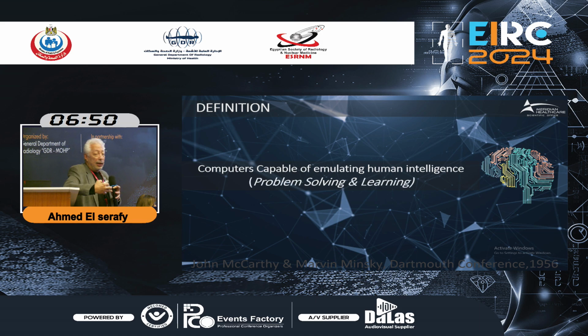AI basically refers to computers capable of emulating human intelligence. What are the hallmarks of human intelligence? Couple of things. Number one, the ability to solve problems, and the other is the ability to learn. And that ability to learn, being able to emulate the ability to learn, is what made us able to take such great strides in the world of AI.